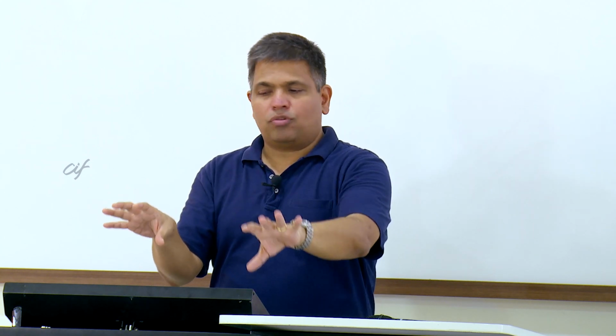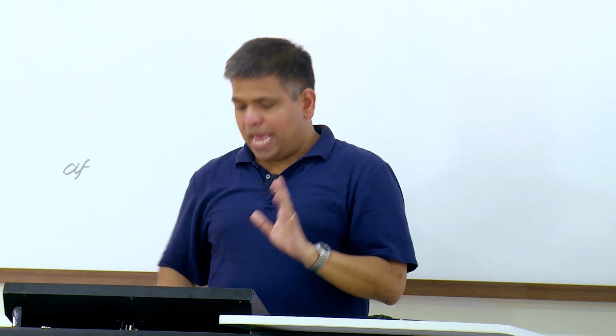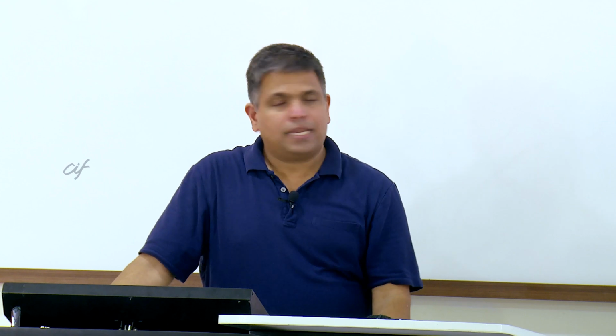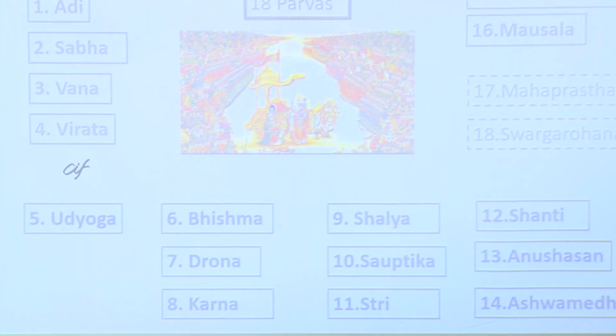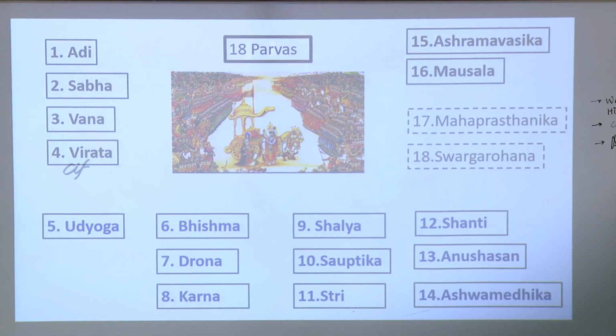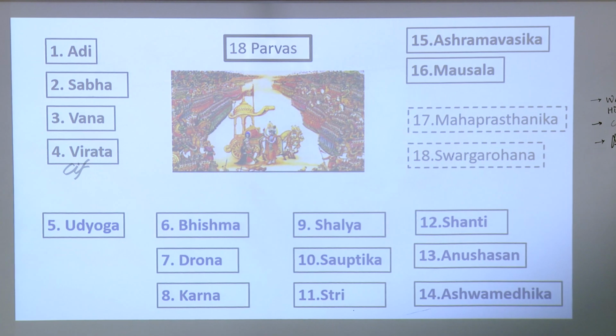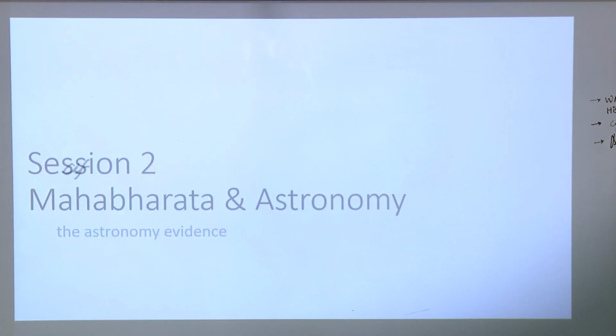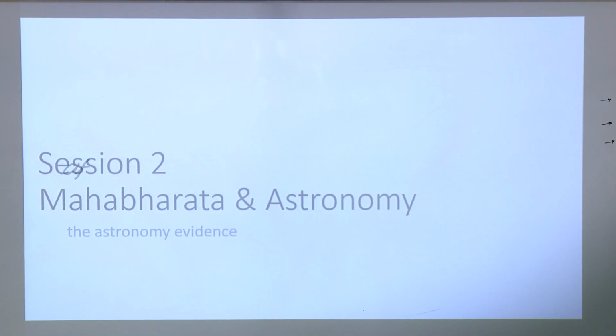So 1, 2, 3, 4, 15, 16. And then there are two more Parvas, 17 and 18, Mahaprasthanika Parva and then Swargarohan Parva. As far as the astronomy is concerned, there is nothing in those two Parva for our benefit. This is just information, nothing complicated about this. So let's look at the astronomy evidence.